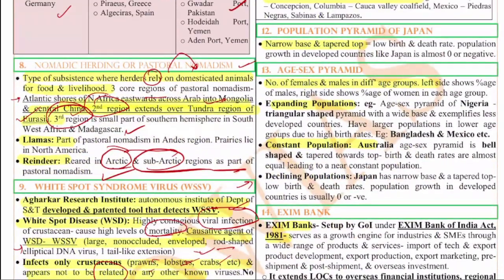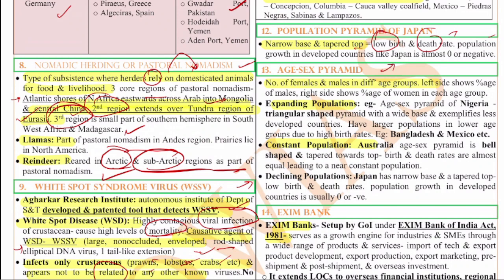Next, 12th question, it is on the population pyramid of Japan. In general, population pyramid means the pyramid which is showing the birth and death rates. It is also showing the population of different age groups. That is called the population pyramid. So Japan, if you see, has a narrow base and tapered top. That means it has low birth and death rate, but the population, especially the old age population, is much higher. That is the thing.